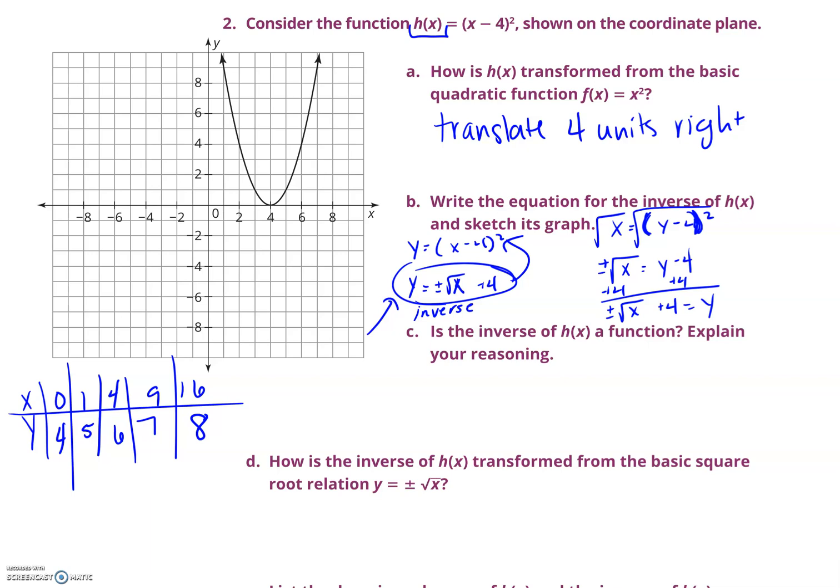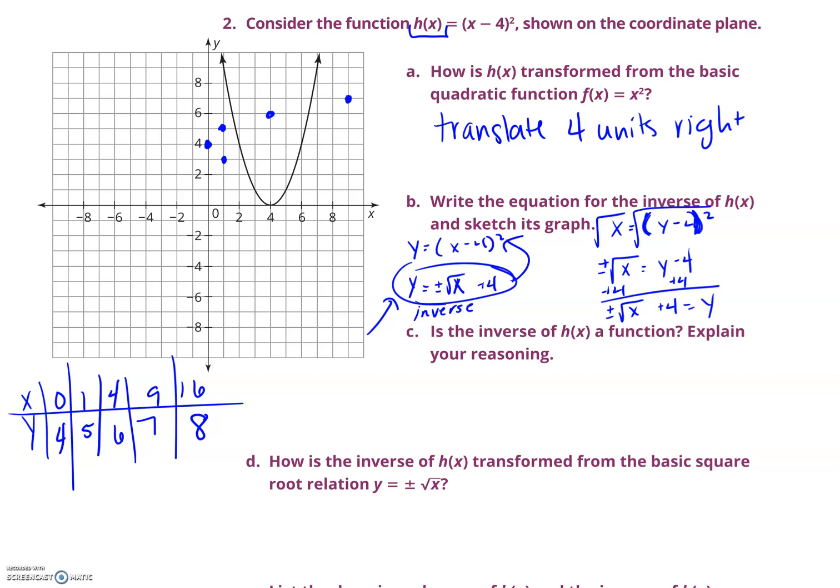So we have 0, 4, 1, 5, 4, 6, 9, 7. All right, and 16, 8 would be off. Now, let's look at our equation. We have the plus minus in front of the square root, so we have to take into account the negative values as well. So just like our last one, it's going to mirror them.